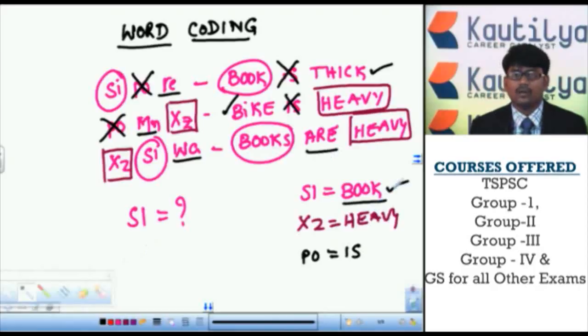Okay friends, these are the types of codings we have. First one is letter coding, letter to letter, and the second one is letter to number coding. Third one is conditional coding. Fourth one is direct coding. Fifth one is word coding. Then we have to concentrate mainly on word coding and conditional coding in the coding-decoding chapter. Thank you very much.